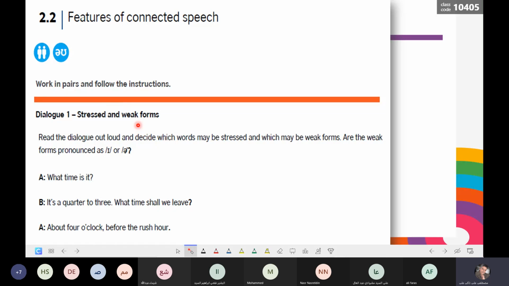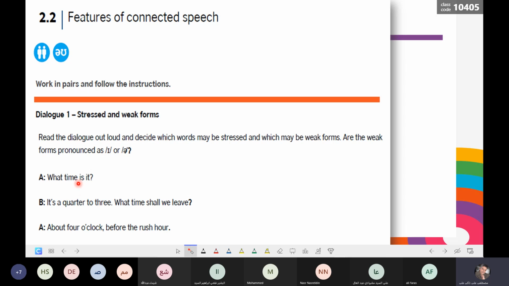Here we have a dialogue, okay? And we need to work in pairs and follow the instructions. And the instructions here, we need to decide the stressed and weak forms. Can you remember stressed and weak forms? We have talked about them, okay? Read the dialogue out loud and decide which words may be stressed and which may be weak forms. Are the weak forms pronounced as eh or the schwa sound?